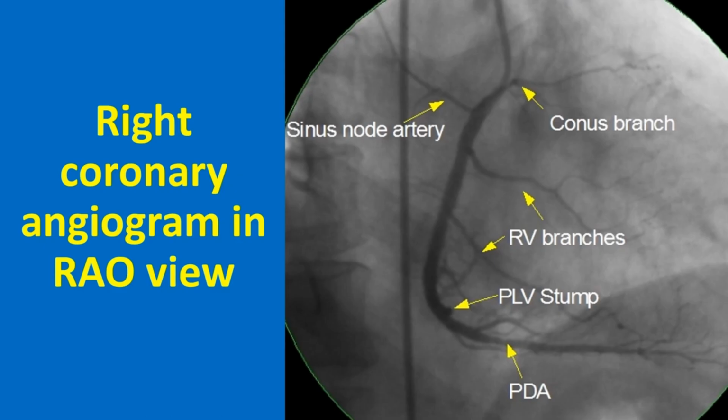Multiple septal branches can be seen arising from the PDA. PDA has a mild lesion in the proximal portion. In the angiogram illustrated, the posterior left ventricular branch is occluded and only a stump, PLV stump, is seen. Atrioventricular nodal artery usually originates near the bifurcation of the right coronary artery into PDA and PLV.